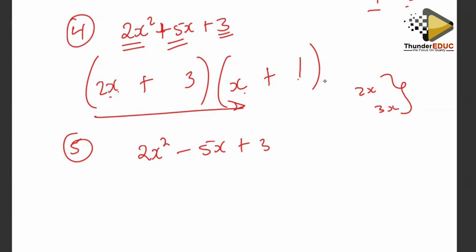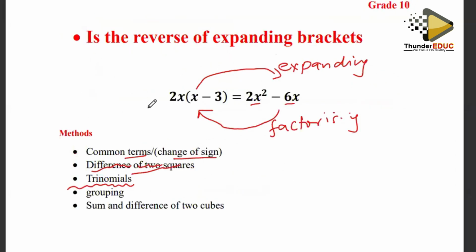It might not. No, it will work, but now the signs are going to be negative and negative. Yeah? So it's 2x minus 3 and then x minus 1, because that is going to be negative 2x, negative 3x. Yeah, perfect. So that is how we would have gone about with the trinomials, okay?